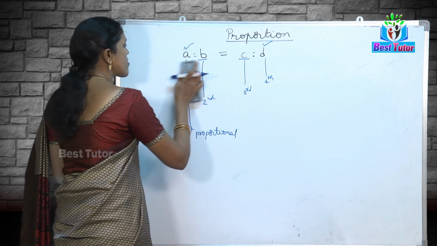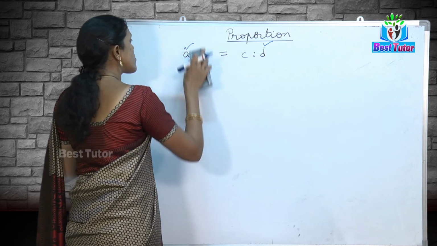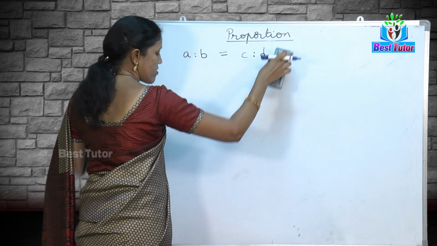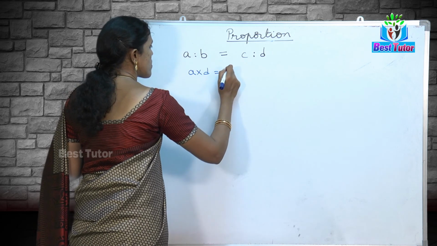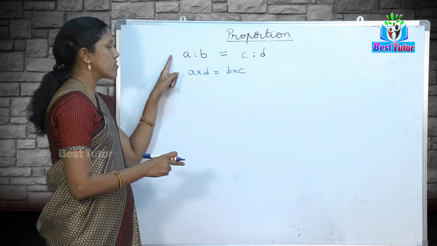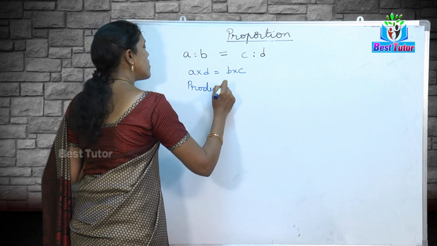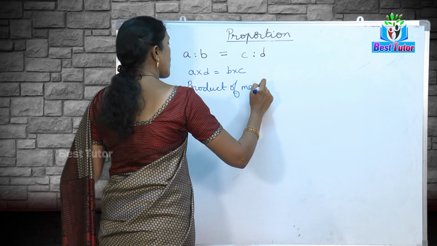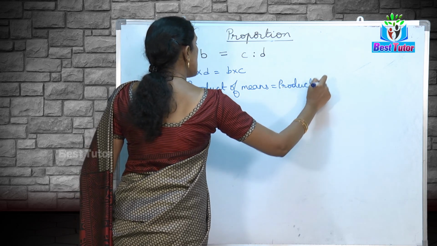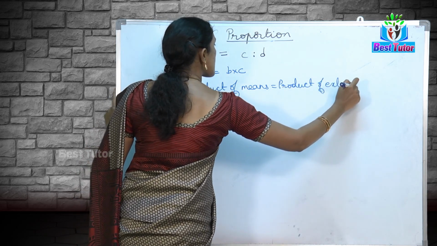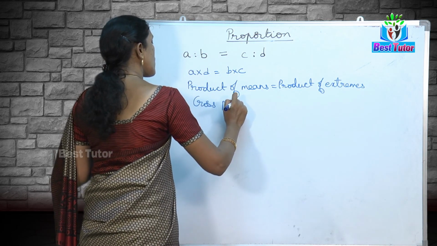If A is to B is equal to C is to D, then what is the consequence? When can you say that they are equal? There should be some test, isn't it? What is the test here? A into D is equal to B into C. If this is true, then this is going to be true, right? That means product of means is equal to product of extremes. This rule is called the cross product rule.